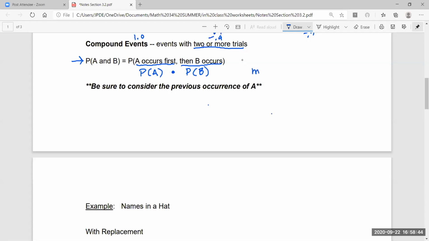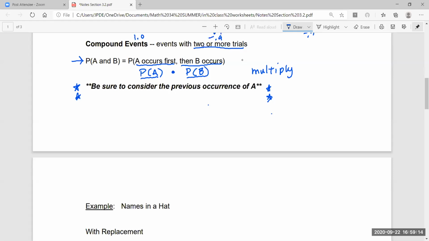So I'm going to write the word multiply. Okay. This part right here, I put little asterisks by it. You want to remember when we do this, some of them will be easier than others. If A happened first, sometimes it impacts what the probability for B is. And we're going to have to discuss that a little bit.